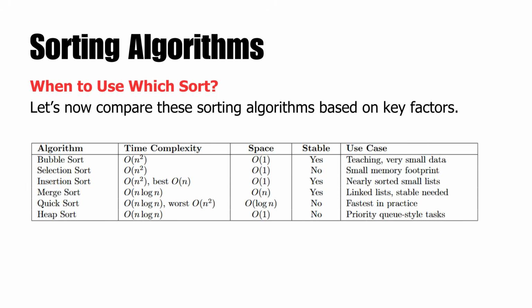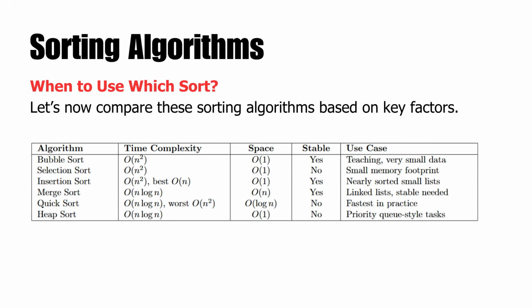Choosing the right sorting algorithm depends entirely on your specific requirements. For small datasets or educational purposes, bubble sort, selection sort, and insertion sort are adequate. They're simple to implement and understand, though inefficient for large inputs.